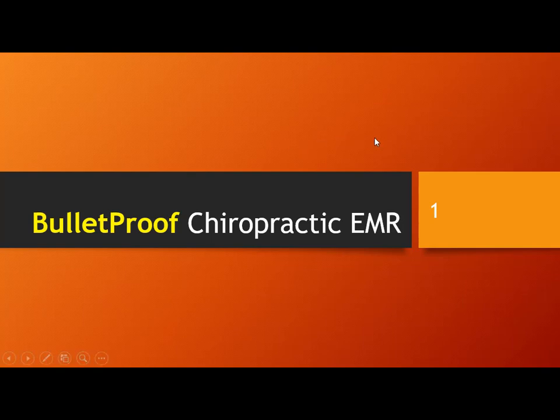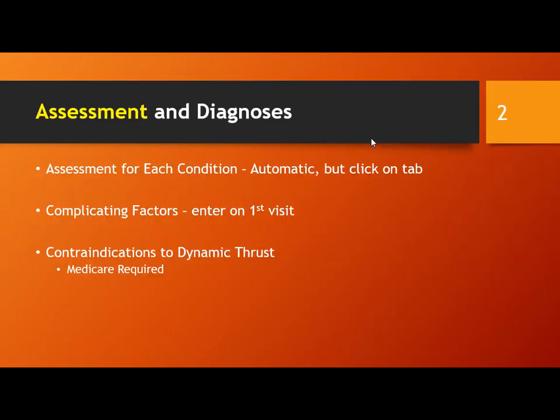In this video, I'm going to show you how to document assessment and diagnoses in the BulletProof program. So for the assessment, you want to have an assessment specific for each condition that you're treating. What we're going to do is the program is actually going to do the assessment for you based on the metrics. It's going to be automatic, but you still have to click on the tab at the top of the screen. I'll show you that in a moment.